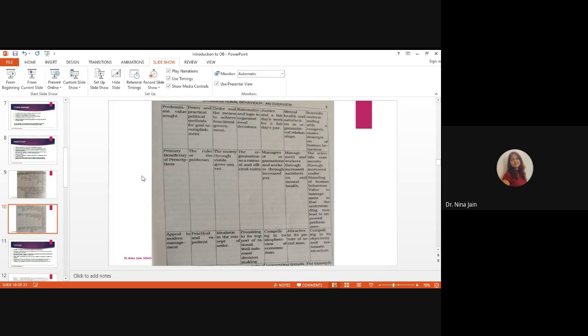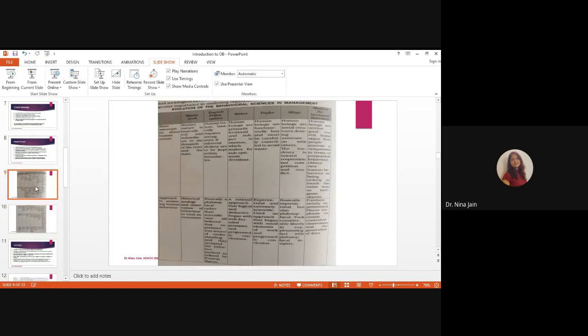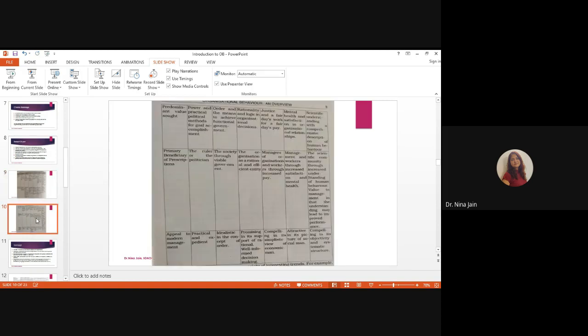So whatever I am telling you is from this slide only. So if the question comes on the evolution of behavioral science in management, these two slides will help you to write the answer. Clear? Evolution. Okay, everyone. So now let's move to the concept.